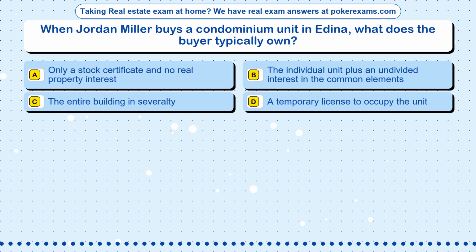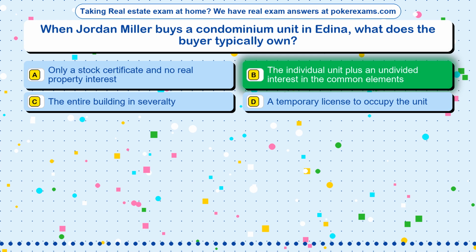Question 62. When Jordan Miller buys a condominium unit in Edina, what does the buyer typically own? Option A, only a stock certificate and no real property interest. Option B, the individual unit plus an undivided interest in the common elements. Option C, the entire building in severalty. Option D, a temporary license to occupy the unit.